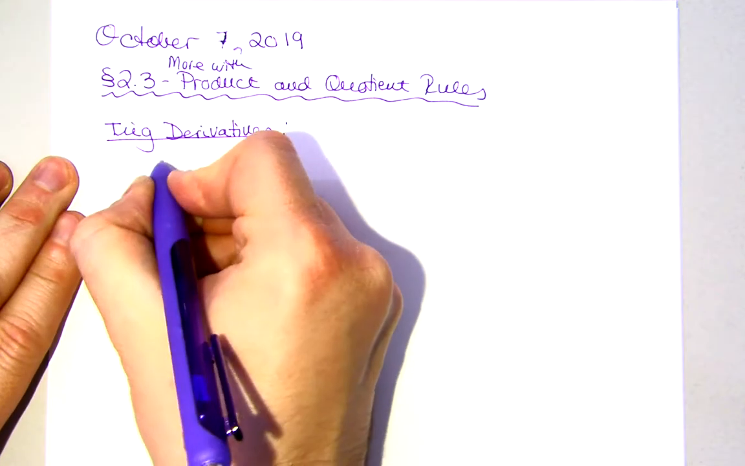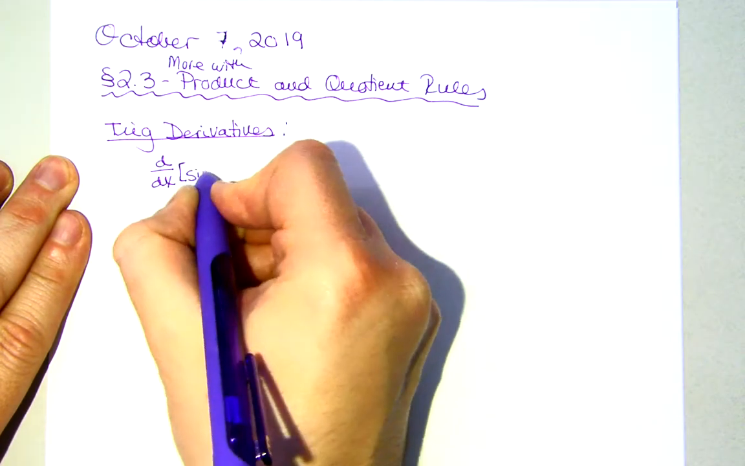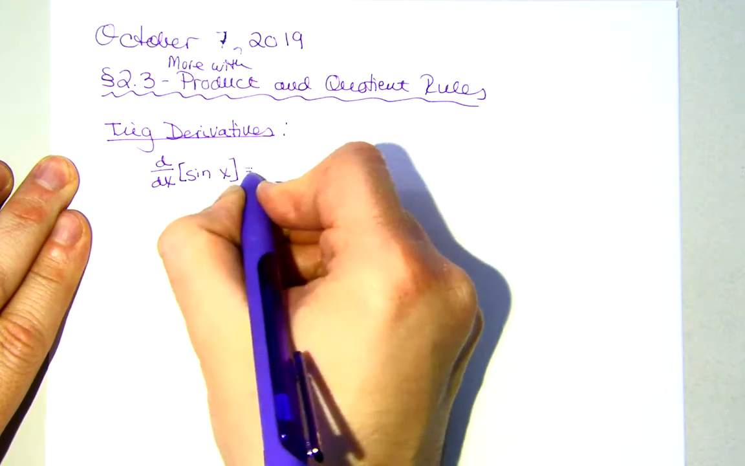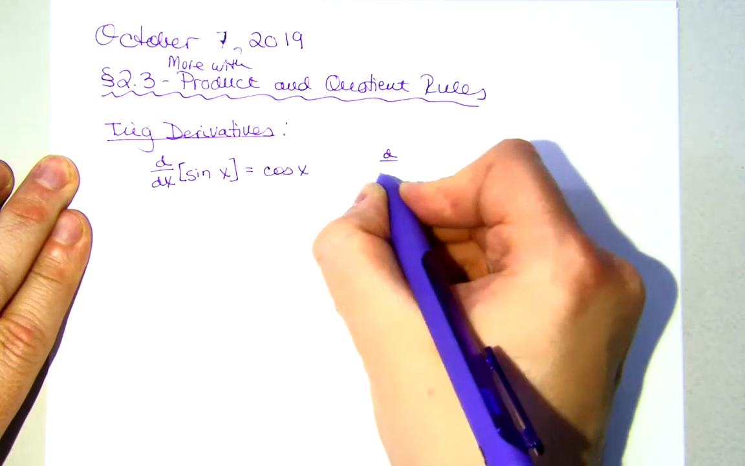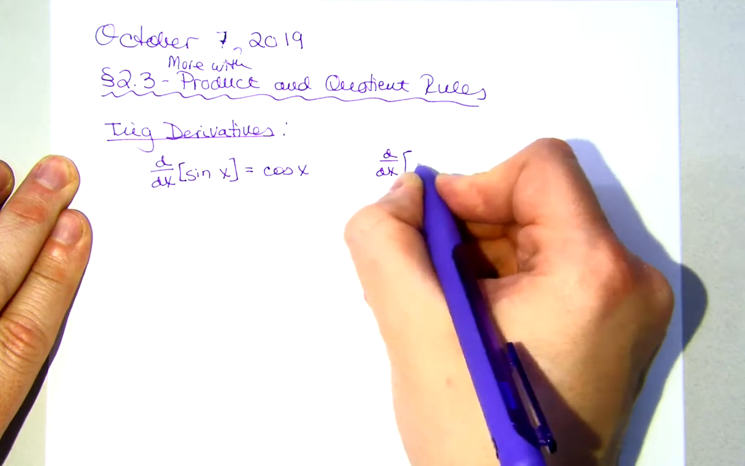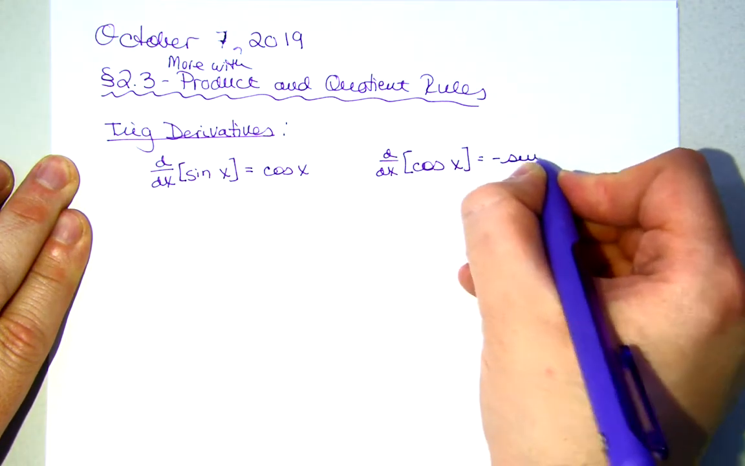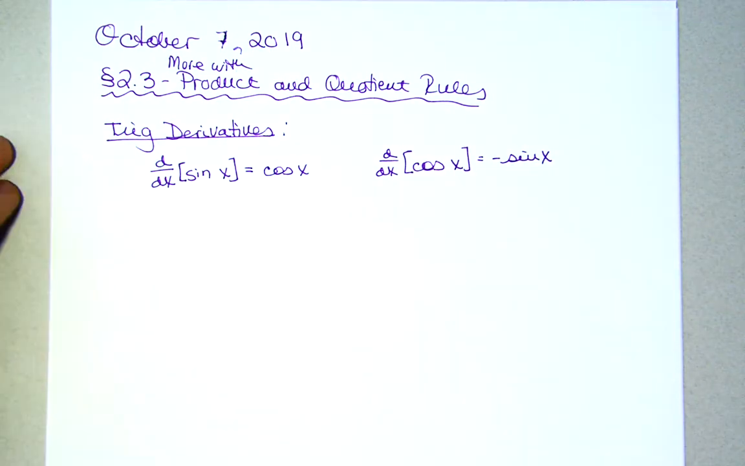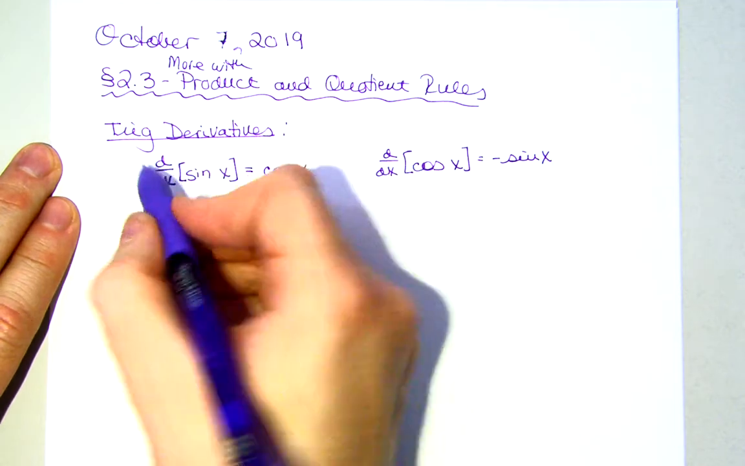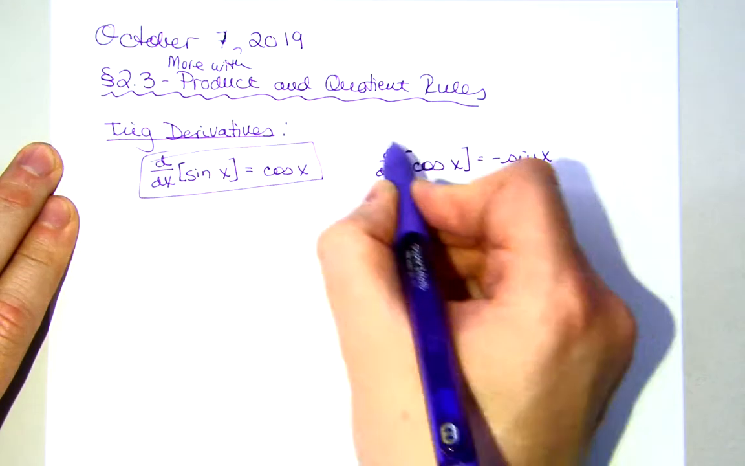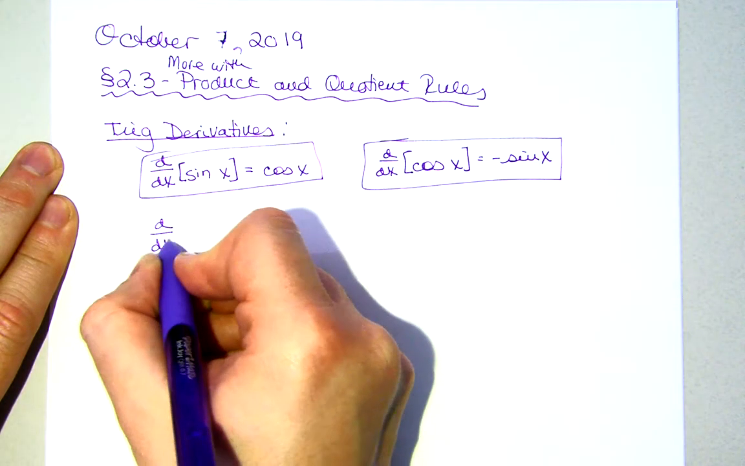So for starters, just so we have a complete list of all these things, the derivative of the sine of x is what? Cosine x. Good. And the derivative of the cosine of x? Negative sine x. Yes. Now, the derivative of the tangent of x.